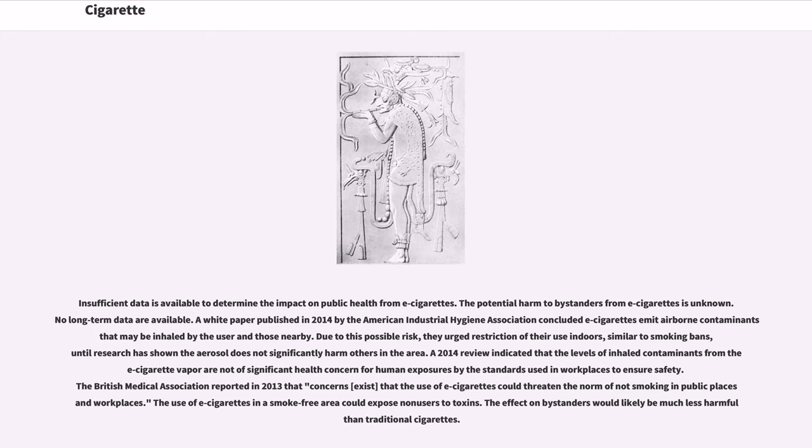The British Medical Association reported in 2013 that concerns exist that the use of e-cigarettes could threaten the norm of not smoking in public places and workplaces. The use of e-cigarettes in a smoke-free area could expose non-users to toxins. The effect on bystanders would likely be much less harmful than traditional cigarettes.